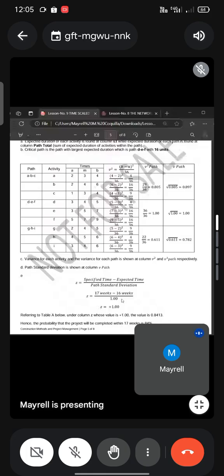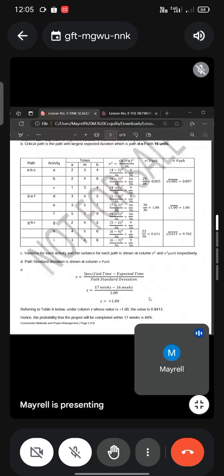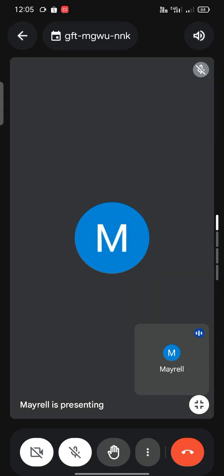So, you get a Z that is equals to positive 1. Now, we can look at the table. We have a given table. Refer to the table A under the column Z. So, positive 1, kailangan po yung negative dire. Negative values, diba? Na negative 1. So, positive 1.